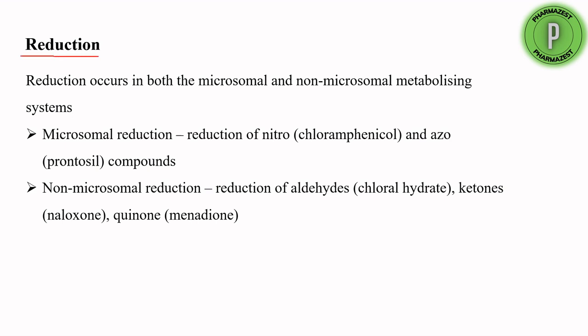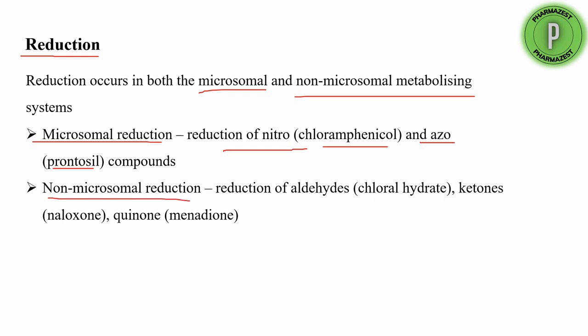And then we have reduction. Reduction occurs in both microsomal and non-microsomal metabolic systems. Under microsomal reduction, reduction of nitro groups and azo compounds takes place. For example, chloramphenicol has a nitro group, and prontosil has an azo group. These nitro and azo groups are reduced into more polar groups. And then we have non-microsomal reduction. Examples are reduction of aldehydes, ketones and quinones. For example, chloral hydrate is an aldehyde, naloxone contains a ketone group, and menadione contains a quinone. These molecules are metabolized by reduction reactions.